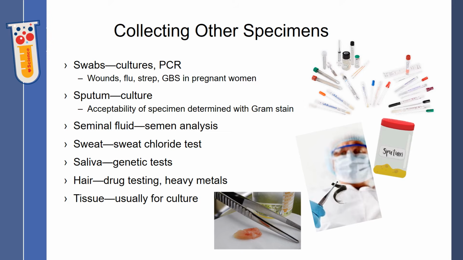You might get hair for drug testing or heavy metals testing. Tissue is usually sent for culture, and if you're lucky enough to get fingernails and toenails, those are generally sent for fungal culture.